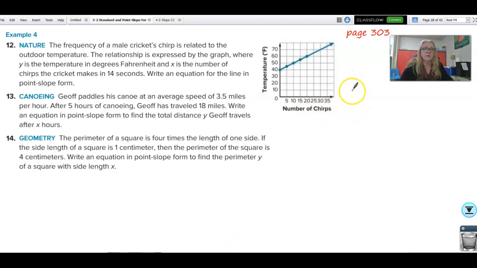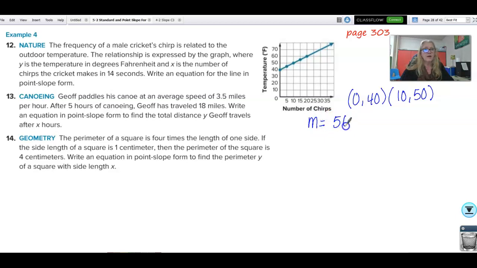Okay, so we're going to go with 2 points. We have (0, 40) as one of our points. And then we could go with this one, but I can't be positive where that one is. So I'm going to go with (10, 50), which does tell me that if I had gone with 5, I would have had 545. It doesn't matter. First thing we have to do is find slope, though.